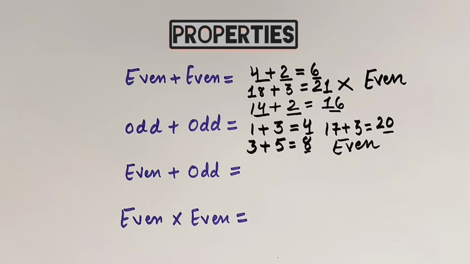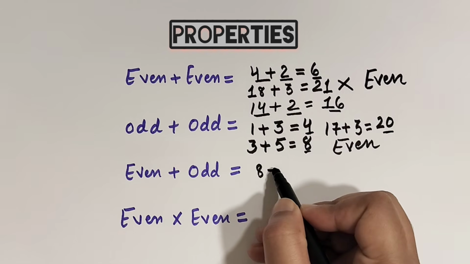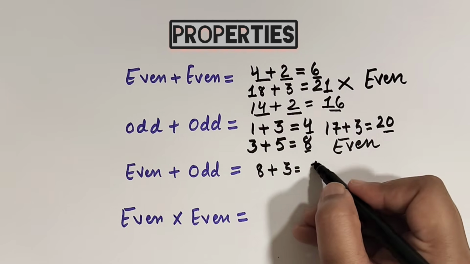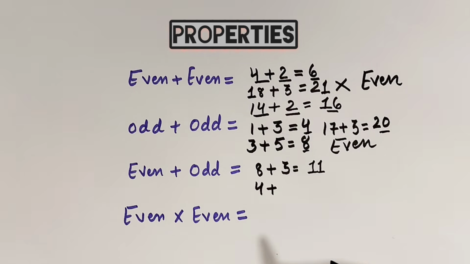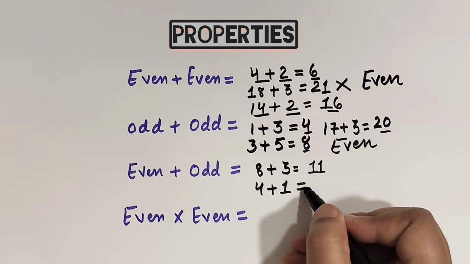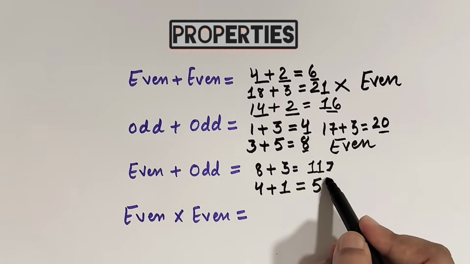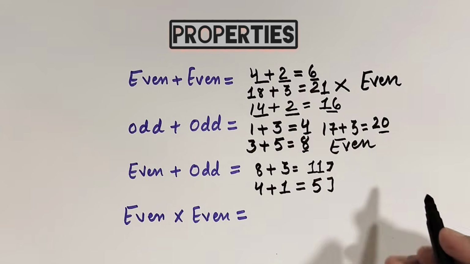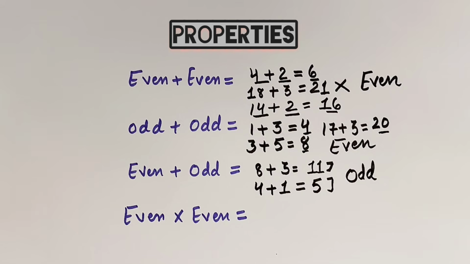Now let's see what happens when we add even into odd. So 8 plus 3 would be 11. 4 plus 1 would be 5. You can see that when we add even into odd, we get an odd number. So the result of adding even number into an odd number is an odd number.